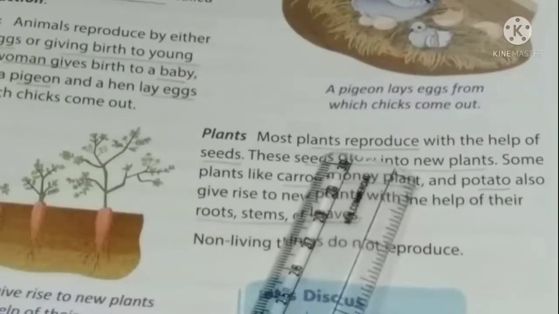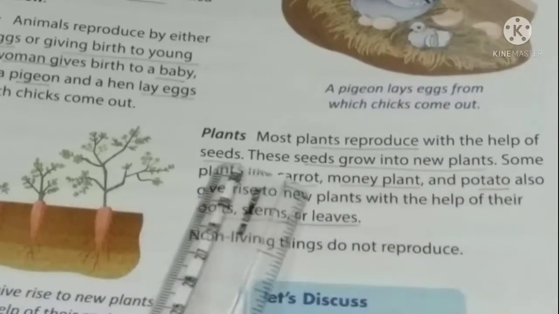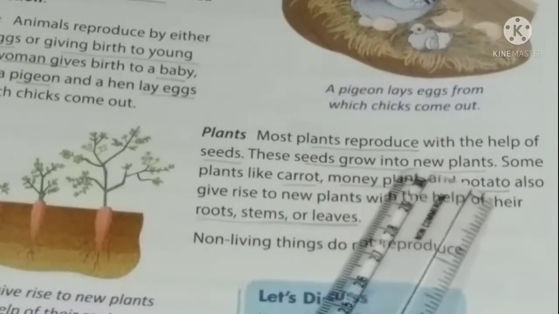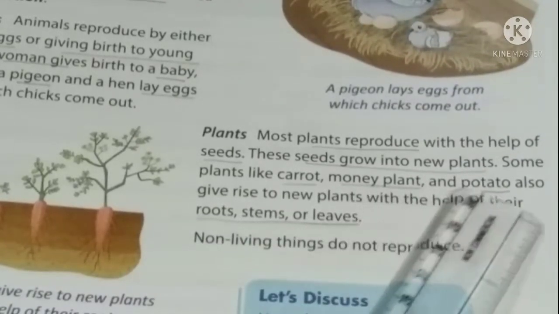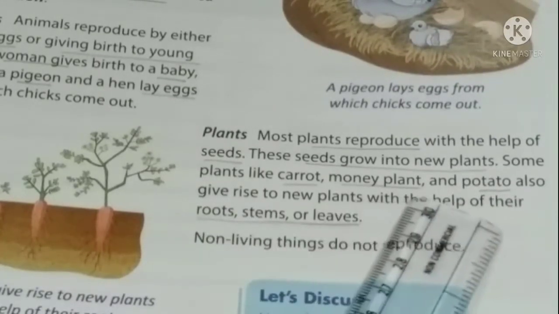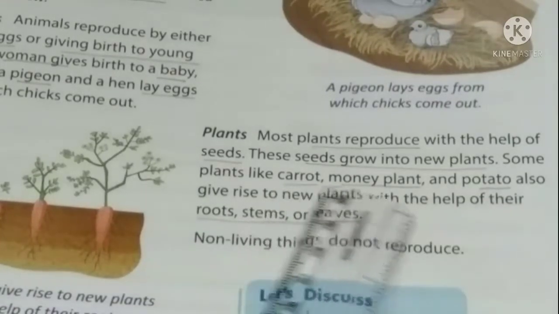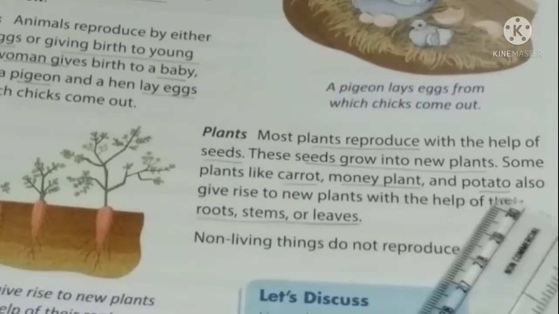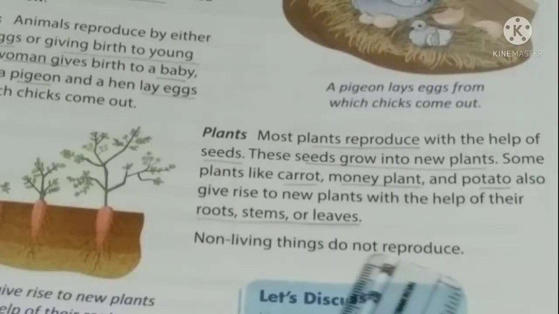Plants. Most plants reproduce with the help of seeds. Underline the words "plants reproduce with the help of seeds." These seeds grow into new plants. Underline the words "seeds grow into new plants." Some plants like carrot, money plant and potato also give rise to new plants with the help of their roots, stems or leaves. Underline the words "carrot, money plant, potato." Underline the words "roots, stems or leaves." Non-living things do not reproduce.